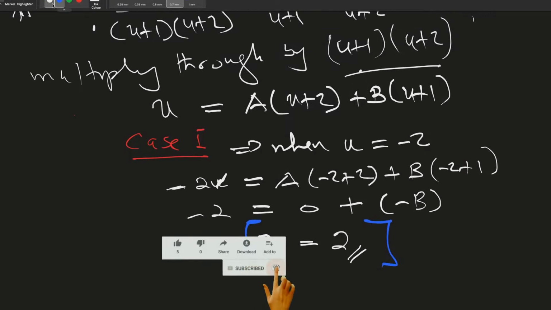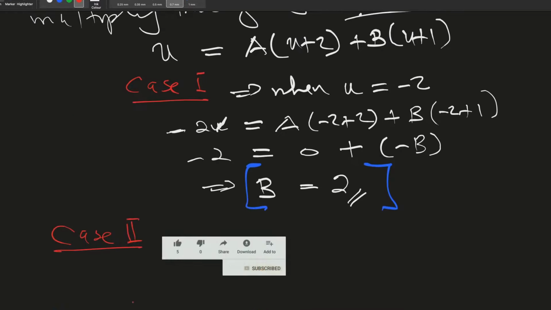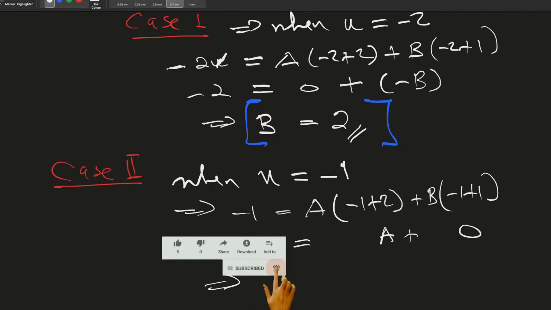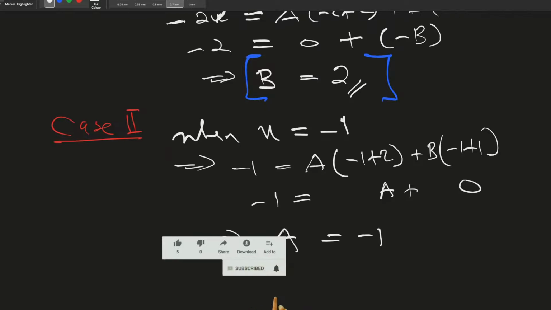Now we go back and do case 2. So in case 2, we say when u is equal to -1. This implies -1 is equal to A times (-1 + 2) plus B times (-1 + 1), and this will be 0, and this will be A, and this is -1, meaning this implies that our A is equal to -1. So once again, our A is that. So we have been able to get values for A and B.